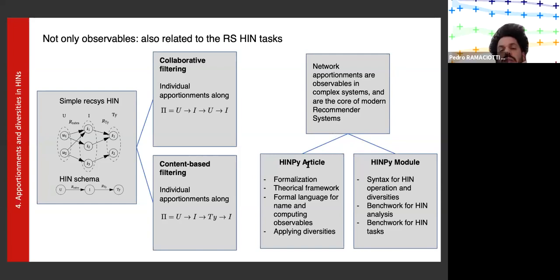So what's in the article is a formalization, the framework, and a formal language to name and compute all these observables, and how to use diversities in fields that are in need of these definitions of diversity. The first one is recommender systems, but there are a lot of others in ecology and economics. And what the Python module does is recommendation just because when it was coded, it was needed for experiments. But what it does is to compute these apportionments. It's a syntax for operating with heterogeneous information networks, a workbench for doing things with them, and computing these apportionments, which are the tasks needed for these observables in the systems and for recommender systems.